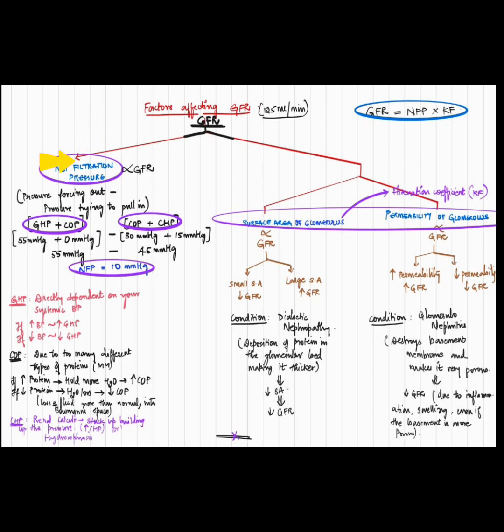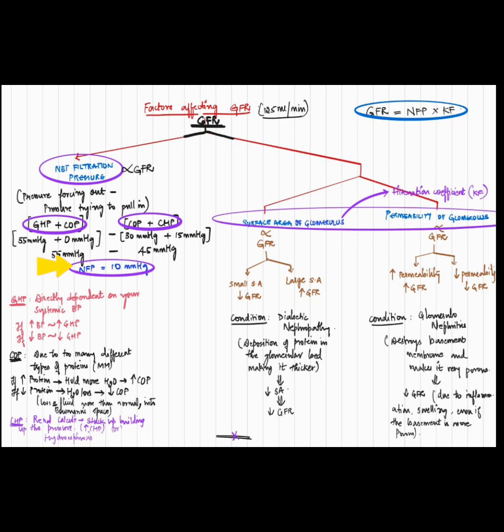The first part is the net filtration pressure, which is directly proportional to the glomerular filtration rate. This is the pressure forcing out the plasma components minus the pressure trying to pull in the plasma components. Let us see in the formula, glomerular hydrostatic pressure plus capsular osmotic pressure minus colloidal osmotic pressure plus capsular hydrostatic pressure, which is seen in the picture. After the calculation, the net filtration pressure, what we get is 10 mm of mercury.